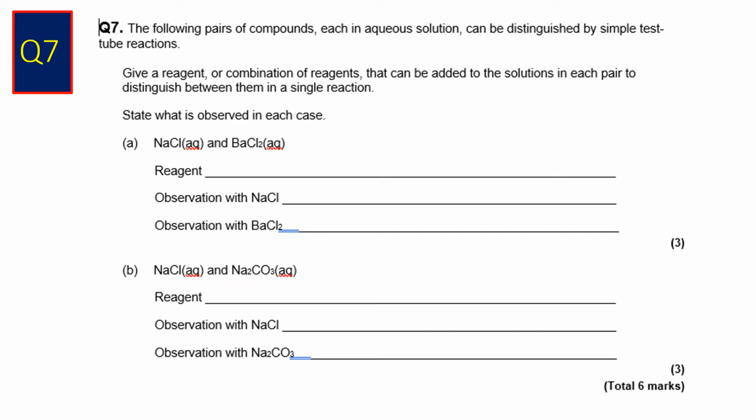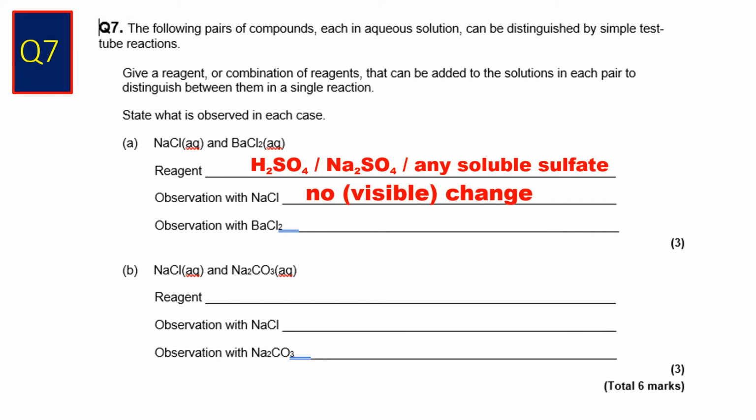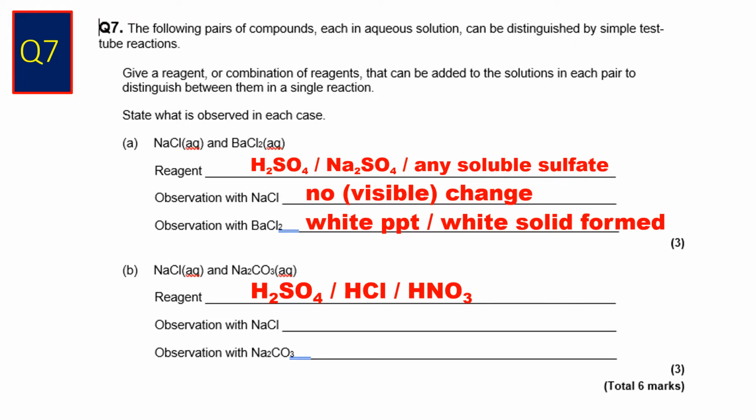So I think this will be a bit clearer to you once you've done the required practical, but to go through it, the reagent, sulfuric acid or any soluble sulfate, you shouldn't see any change with the sodium chloride, but we should see a white precipitate forming with the barium chloride. Then with our reaction between NaCl and Na2CO3, again sulfuric acid or any acid really, no visible change with the sodium chloride, but we should see some bubbles with the Na2CO3 too.